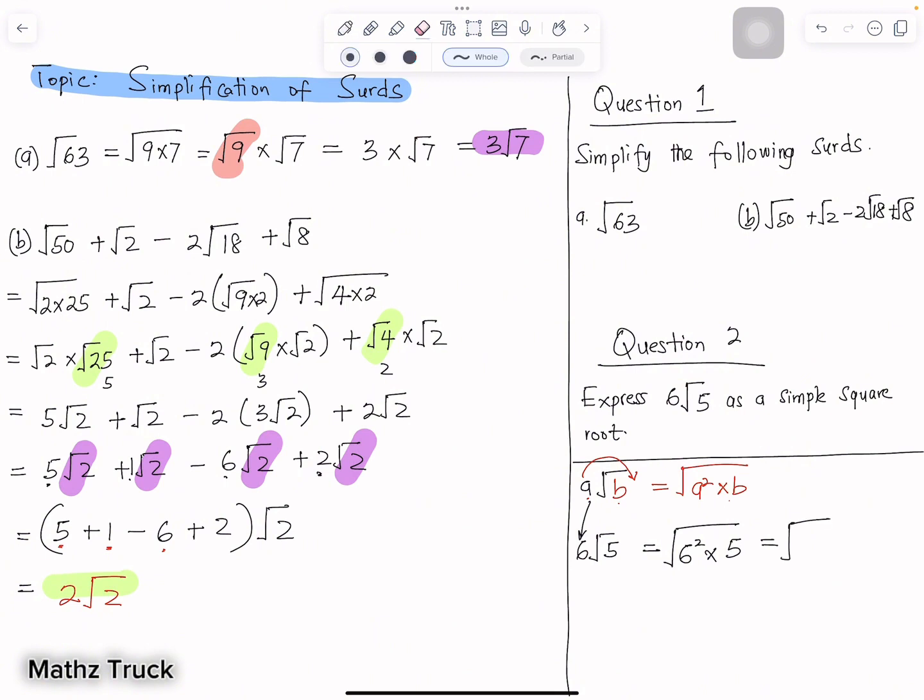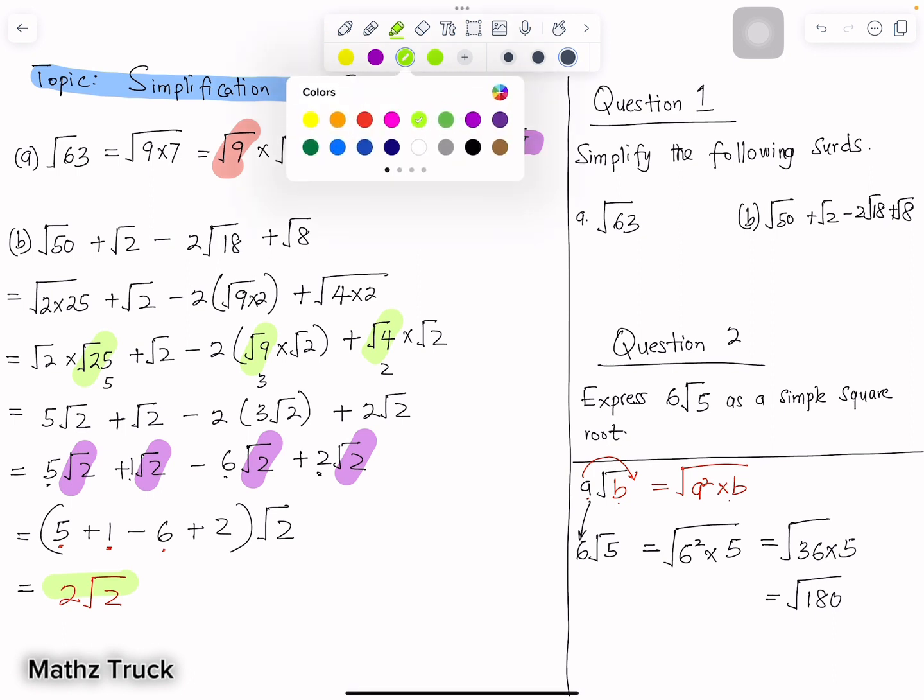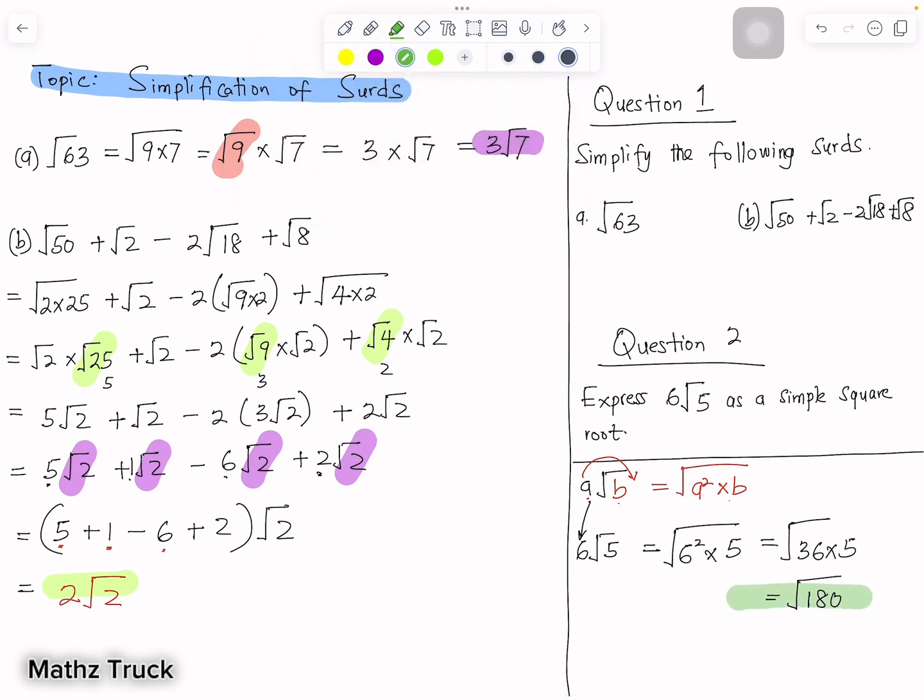Then we know that 6 squared is 36, multiplying 5. 36 by 5 simply gives us square root of 180 as our final answer.